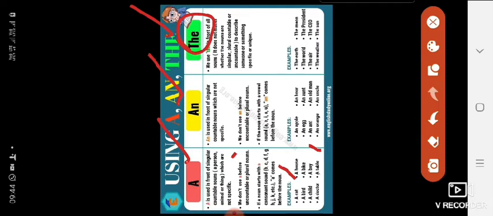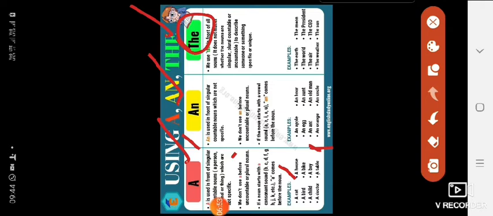So a here is used in two cases. First, there should be a singular noun. Second, there should be a countable noun. In countable nouns, here are the best examples. These two conditions are best portrayed in these examples. So we will now move to the next condition.